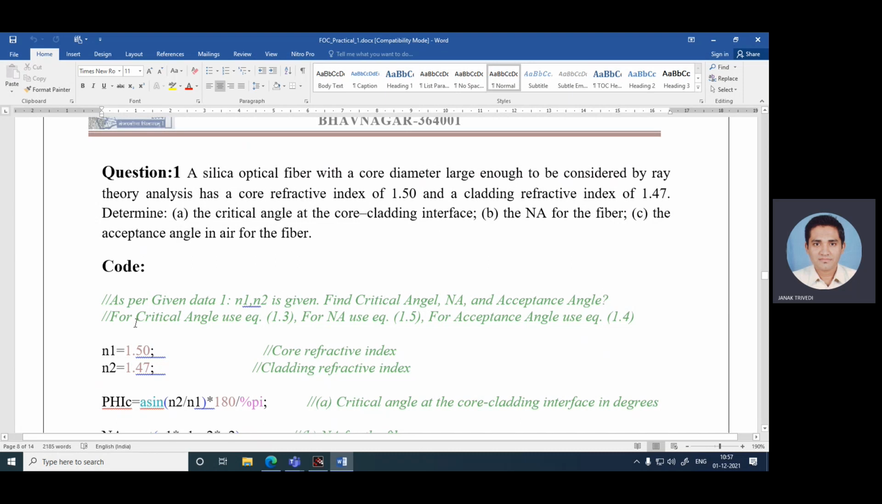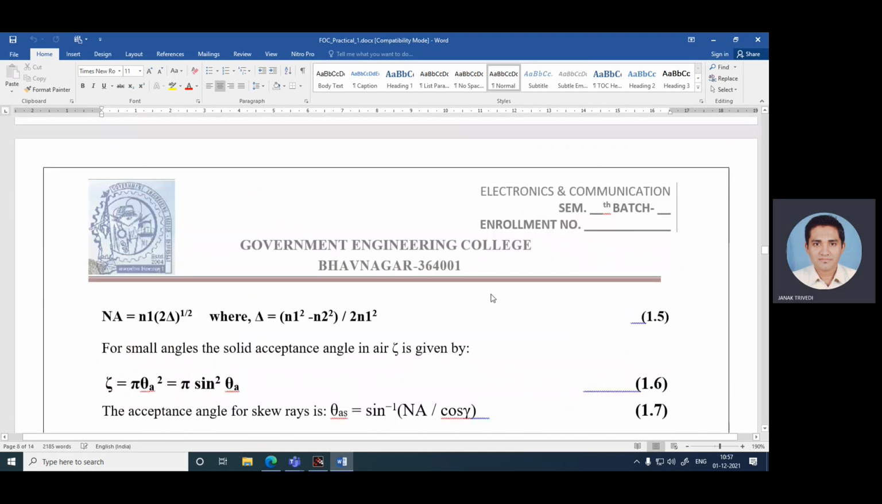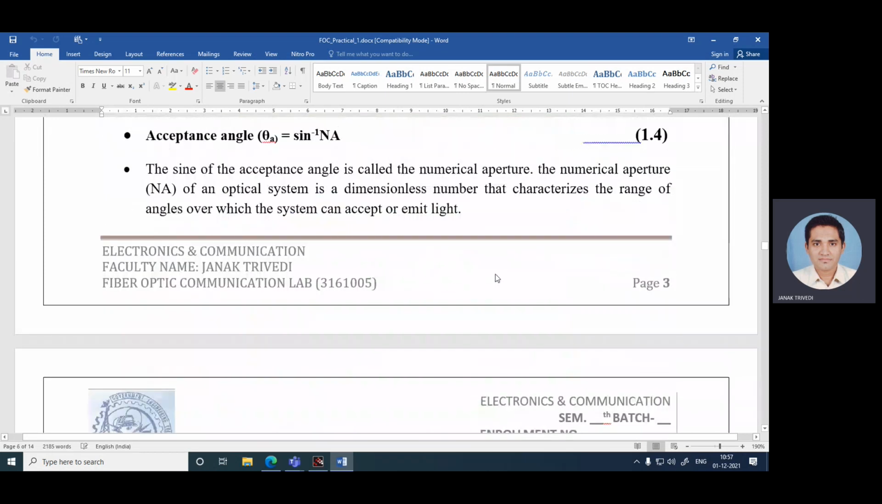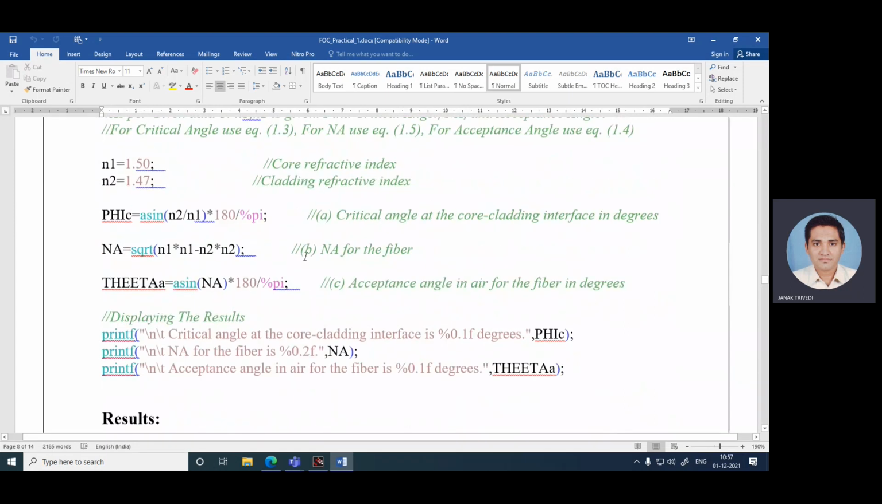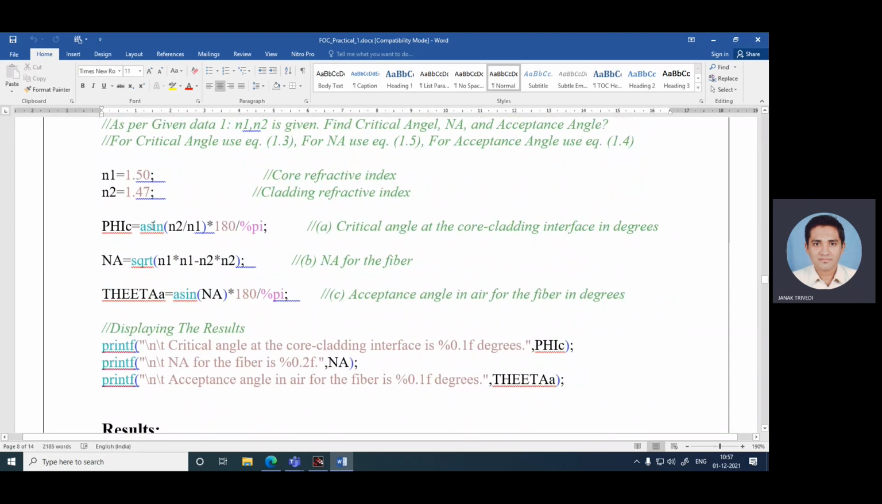For this calculation, we will use equations 1.3, 1.4, and 1.5. Given n1 and n2, first we compute sine inverse of n2 by n1. You have to calculate this in terms of degrees, so we convert with the help of 180 divided by pi. Then the numerical aperture is the square root of n1 square minus n2 square; the SQRT function is well defined in Scilab. Then theta_A, the acceptance angle, is equal to sine inverse of NA, which again we convert to degrees with 180 divided by pi.